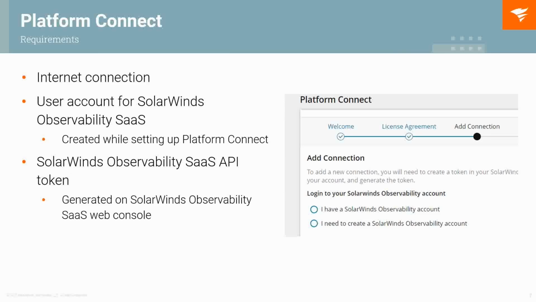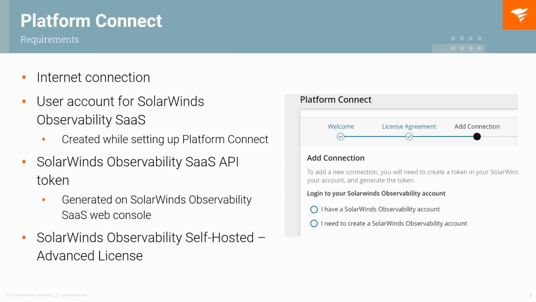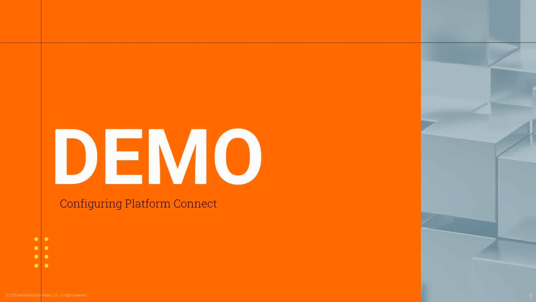You can either create a new SolarWinds Observability SaaS account during the Platform Connect setup process or use an existing account to retrieve an API token. Additionally, you must be running the SolarWinds Observability Self-Hosted Advanced license to utilize this feature. Now let's walk through the Platform Connect setup process.